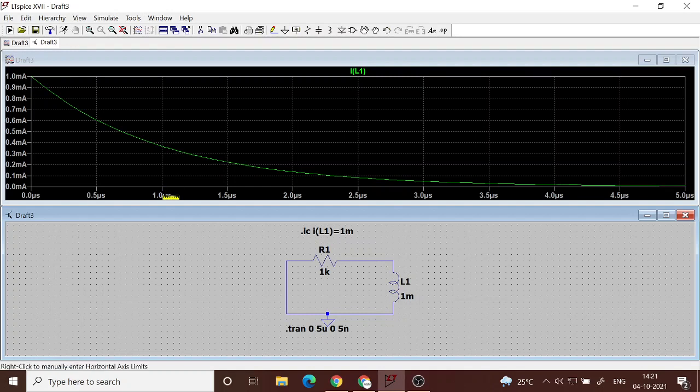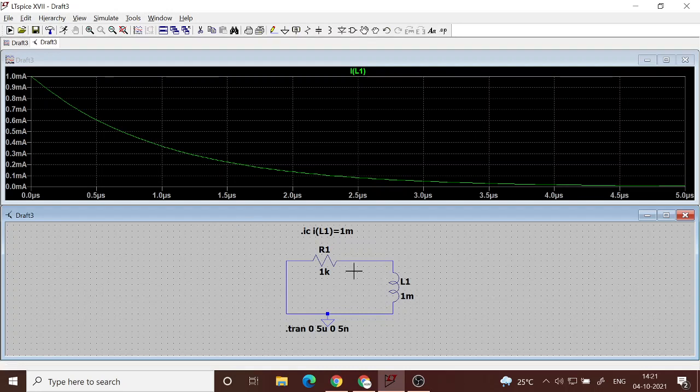Again, you see that in one time constant, that is 1 microsecond now, the ratio of L and R. Okay, L by R is called the time constant. The initial value of current reduces to 1 by E, and 1 by E is basically, E is something like 2.7. So if you take 1 divided by 2.72, so you will get 0.367. Okay, so that we have seen earlier also. It is the same here also.